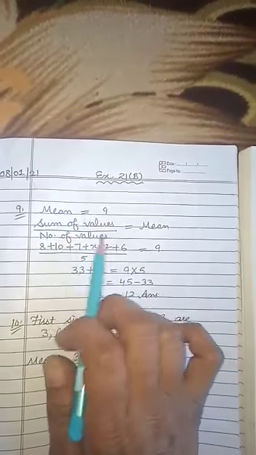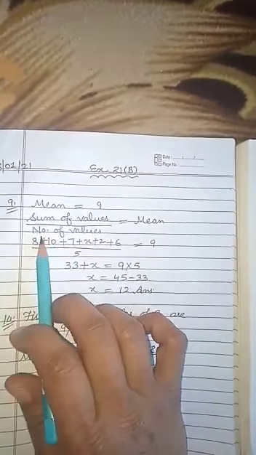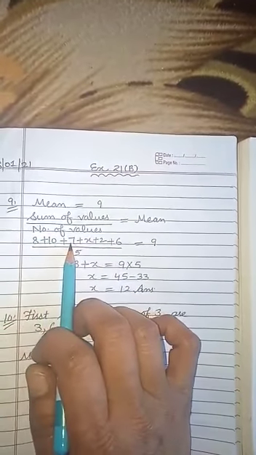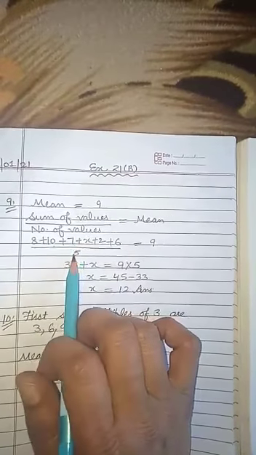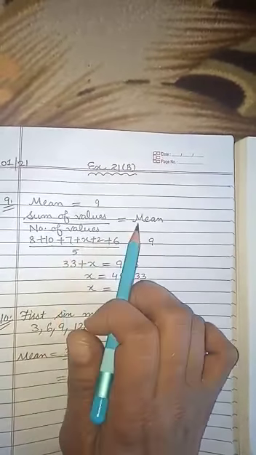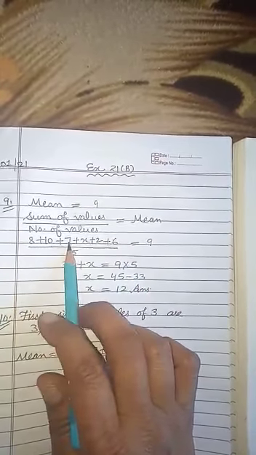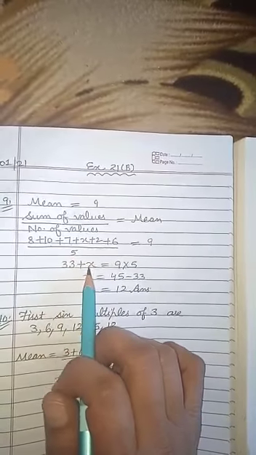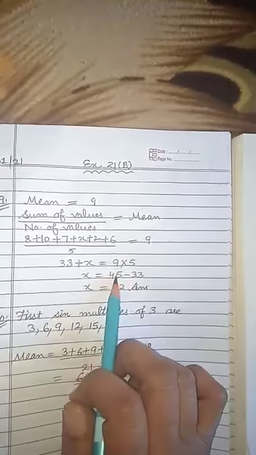Sum of values over number of values is equal to mean. Put the values: 8 plus 10 plus 7 plus x plus 2 plus 6. They are 5 in number, divided by 5. Mean they have already given, that is 9. When we add these numbers, we get 33 plus x, and this 5 will shift to the other side. It will become 45.